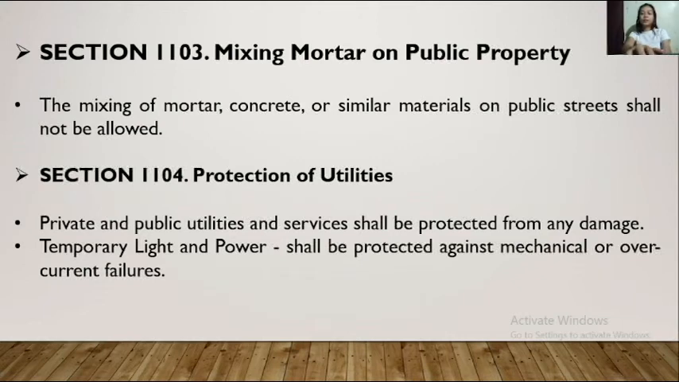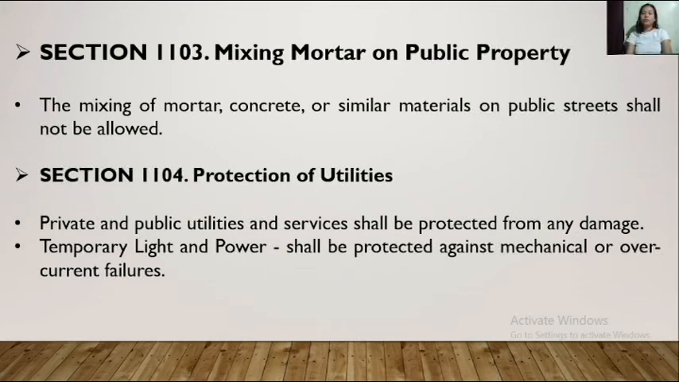So the next one is section 1101, which is the mixing mortar on public property. Under this section, it states here that it is not allowed to mix mortar or any concrete materials on public streets. Then the next one is section 1104, which is the protection of utilities. So those public or private utilities and services above or below the ground shall be protected from any damage by any work being done under the permit.